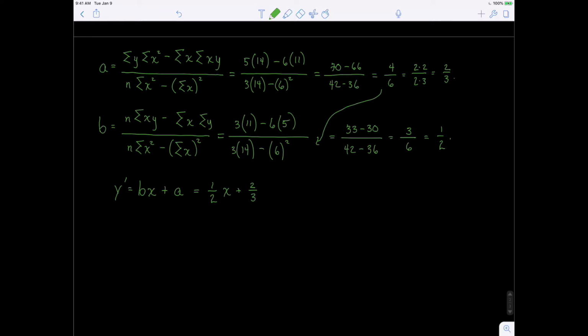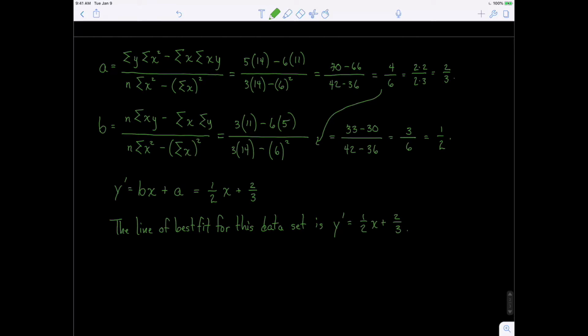And so in general, we say the line of best fit for this data set is y prime equals 1/2 x plus 2/3. There we go.